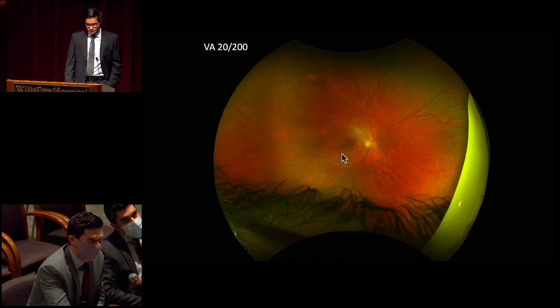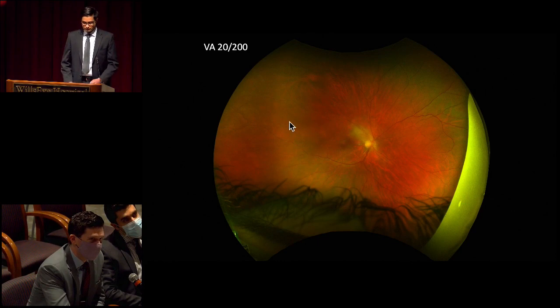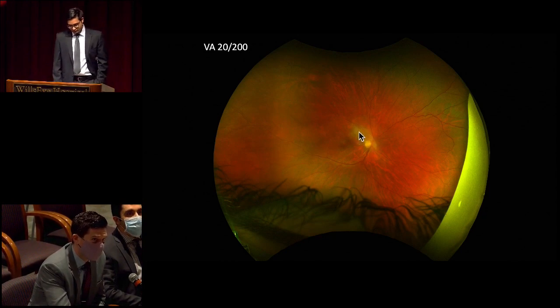The vasculature is of normal course and caliber, though superiorly we lose some of the definition and it's difficult to tell if there's maybe some attenuation up here. The far periphery looks essentially unremarkable, no lesions. And then clearly, along the superior arcade here, there's this area of whitening. Given the obfuscation of the vessels themselves, it's difficult to tell if this is just intraretinal or if there's maybe some pre-retinal or vitreous component to it.